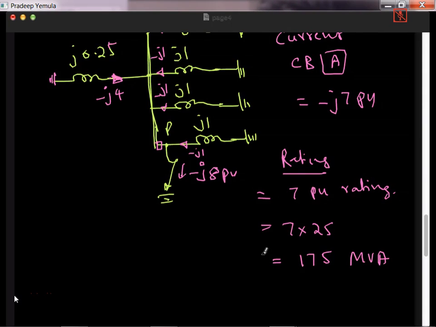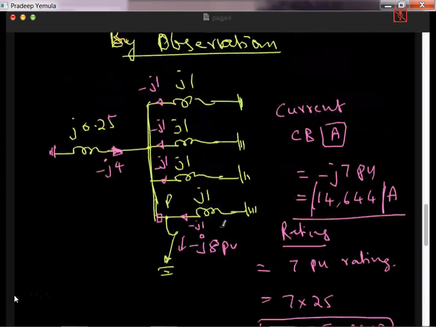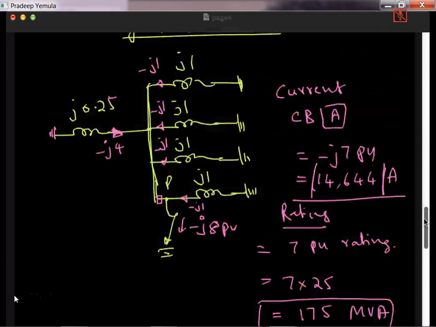So the circuit breaker should be of rating 175 MVA in order to withstand the fault current that occurs at bus A, that occurs at point P. Anyway, this is about the circuit breaker rating, and I can also find the circuit breaker current. So what is 7 into 2092? That is 14,644 amperes. This is just the magnitude. So this much, 14,644, is a huge current. That much amperes is the fault current at bus A. So this is about how to find the fault current in a system.